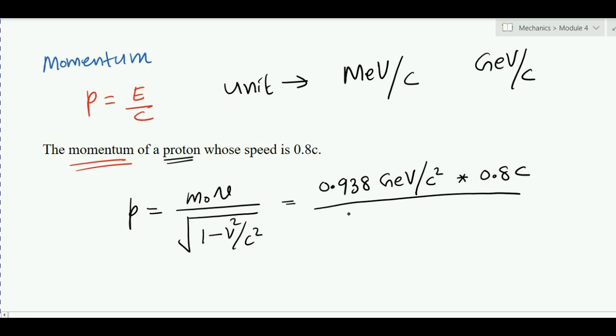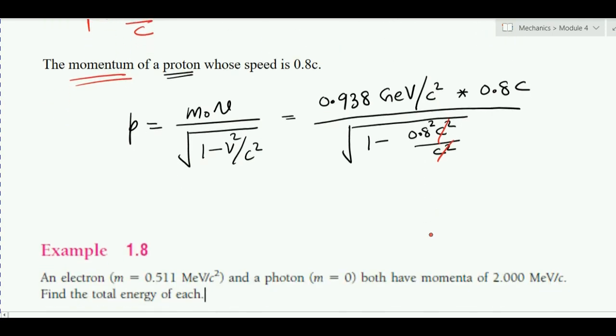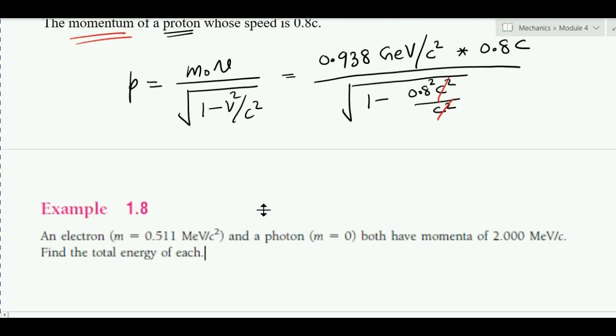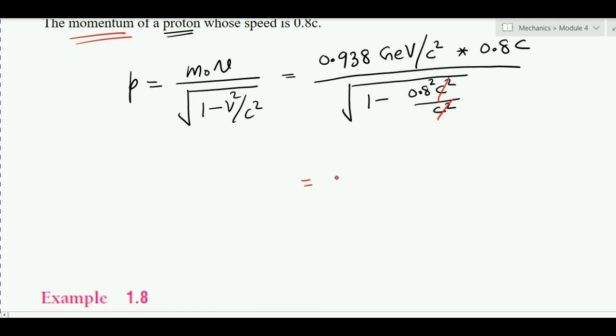Okay, so divided by square root of 1 minus v square, where v is 0.8 c: 0.8 square c square divided by c square. Please try to do this yourself. The final answer is going to be 1.25. And what is the unit? You see, this c and this c will get cancelled, so the unit is going to be GeV per c.